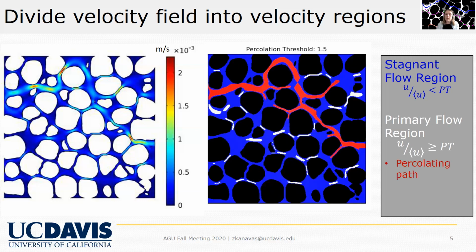In white are regions that also meet this threshold, but are disconnected from the percolating path and scattered throughout the velocity field. Using this approach, we learned that for this sample, we expect that early breakthrough will occur 1.5 times faster than the average sample velocity, indicated by the 1.5 percolation threshold.